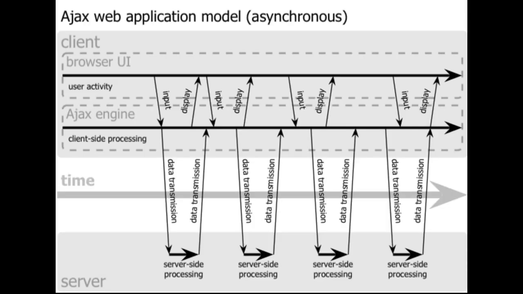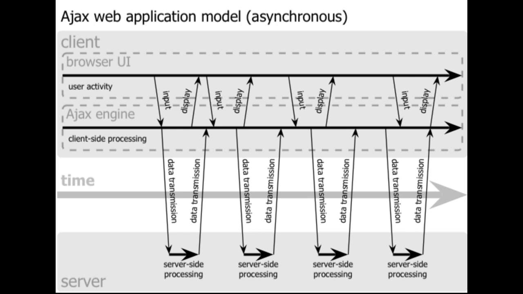From Wikipedia, AJAX, an acronym for Asynchronous JavaScript and XML, is a group of interrelated web development techniques used on the client side to create asynchronous web applications. With AJAX, web applications can send data to and retrieve data from a server asynchronously in the background without interfering with the display or behavior of the existing page.